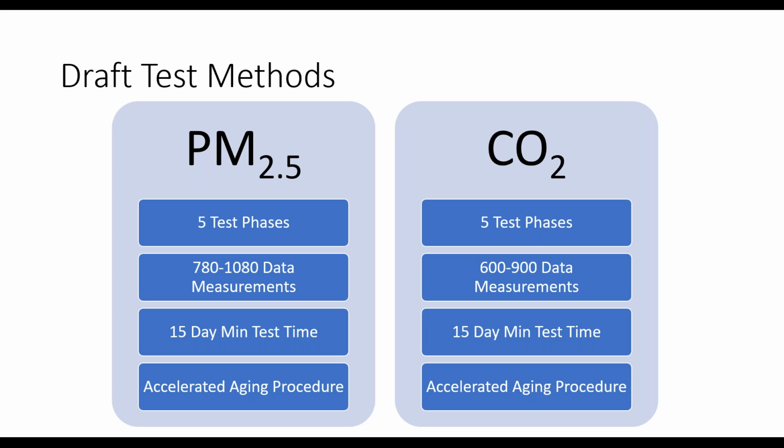So we have quite a robust test for both gases. We are doing 5 test phases, anywhere between 600 and almost 1,100 data measurements, depending on the test method and the type of sensor. We do have a minimum test time, and I'll explain that a little bit more later. And then we have an accelerated aging process that we've included in order to make sure we're knowing how these sensors will perform at least after some amount of time in the field.